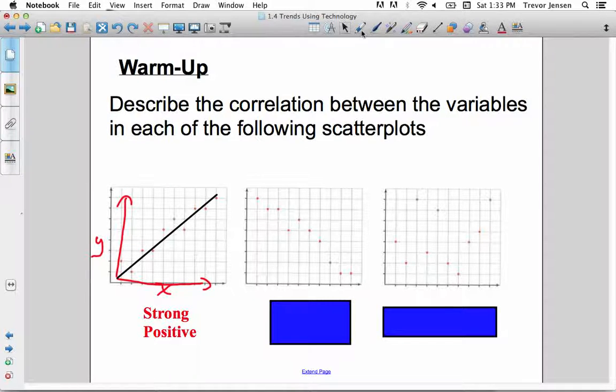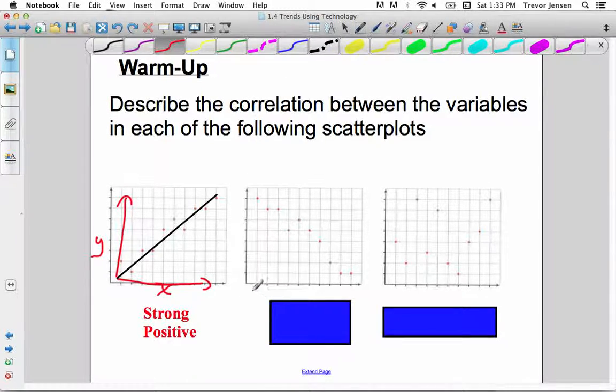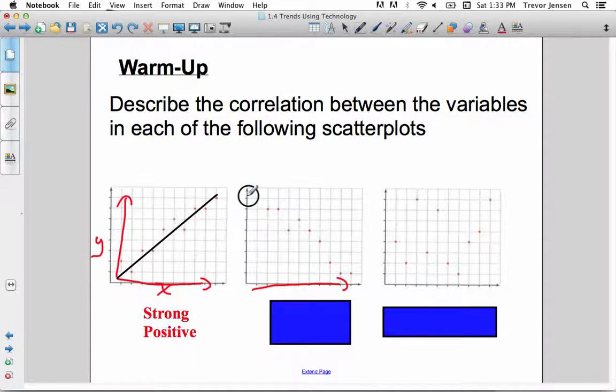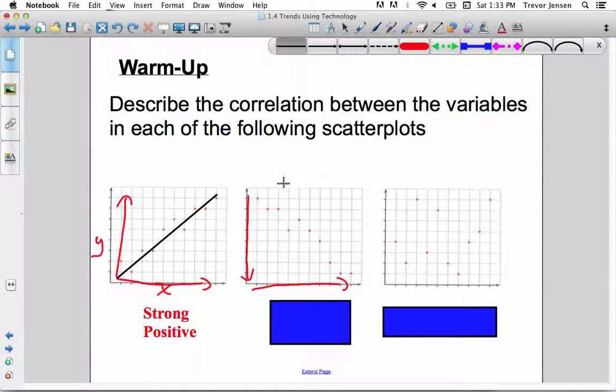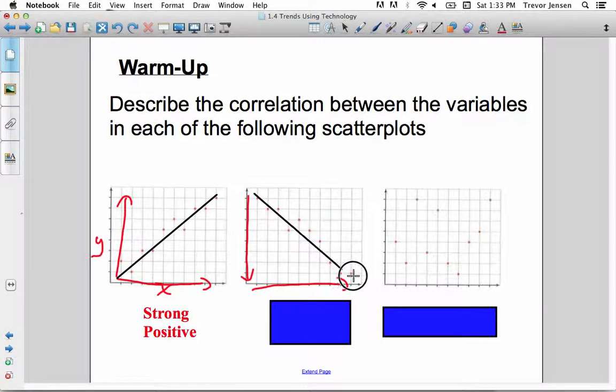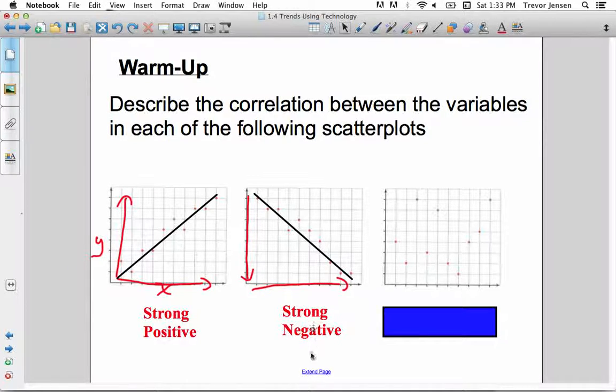If I look at the graph in the middle, as the independent variable is increasing, the dependent variable is decreasing. So the y values are going down as the x values are increasing. If I was to draw a line of best fit, my line of best fit would look something like this. That line would show the trend in the data. And that line would have a negative slope, which means I would have a negative correlation. And once again, the data points are clustered fairly closely to the line of best fit, which would make it a strong negative correlation.